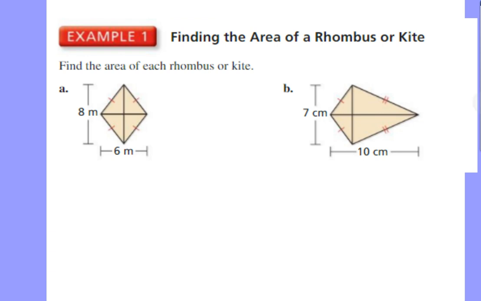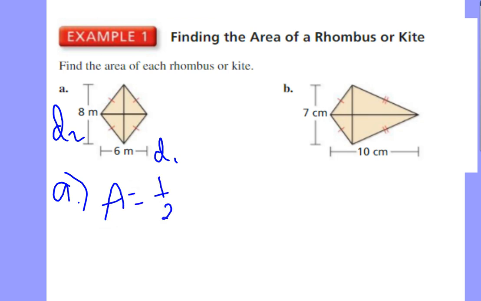Well, here in our very first one for part A, we know that the area of a rhombus is half the diagonal 1 times diagonal 2. Well, there's diagonal 1 and there's diagonal 2. So the area would end up being 1/2 of the product of 8 times 6, which ends up being 48, and 48 divided by 2 is 24 meters squared.